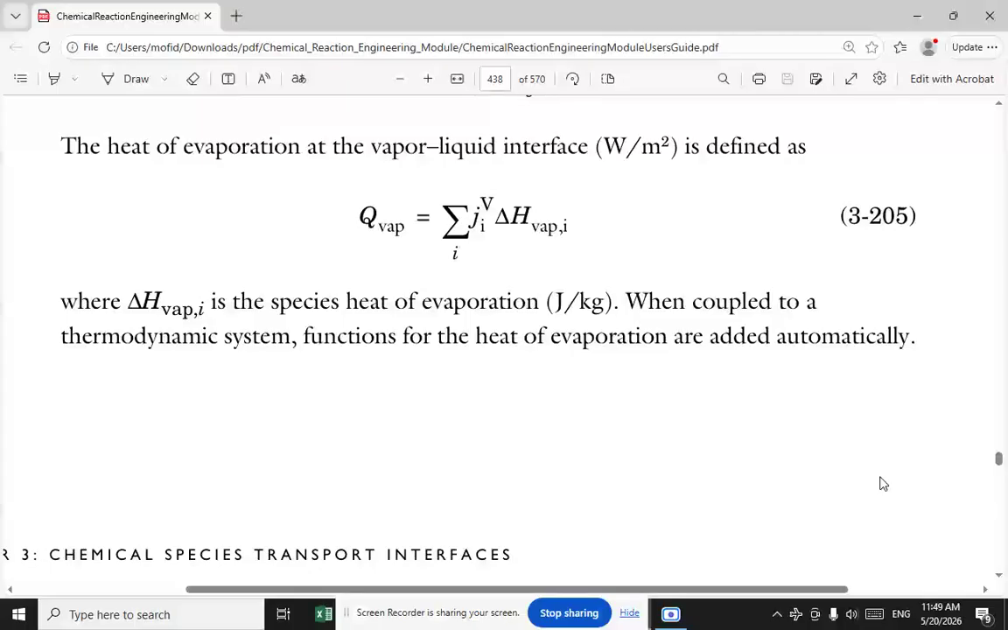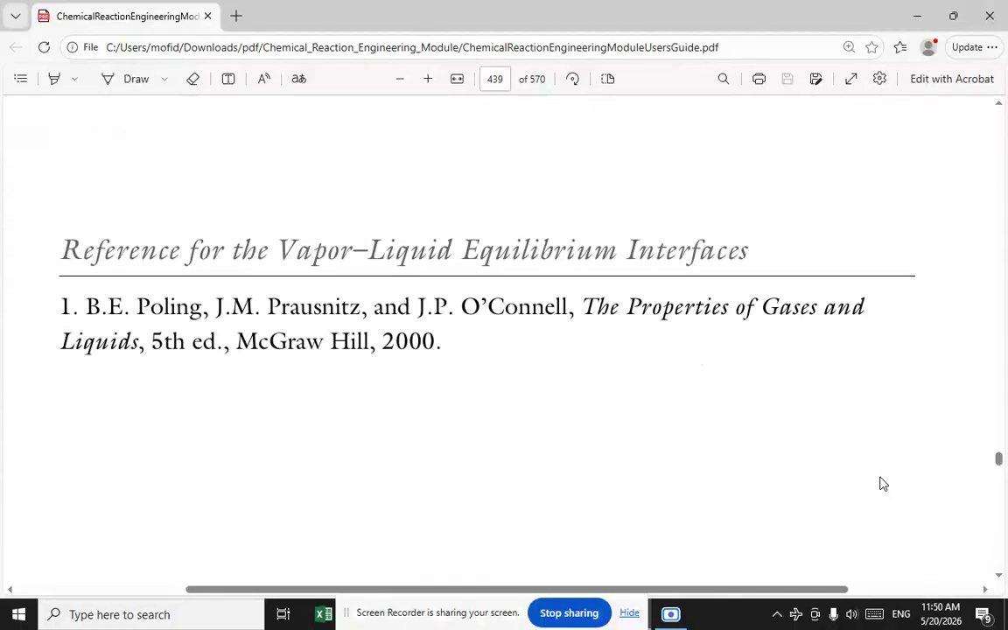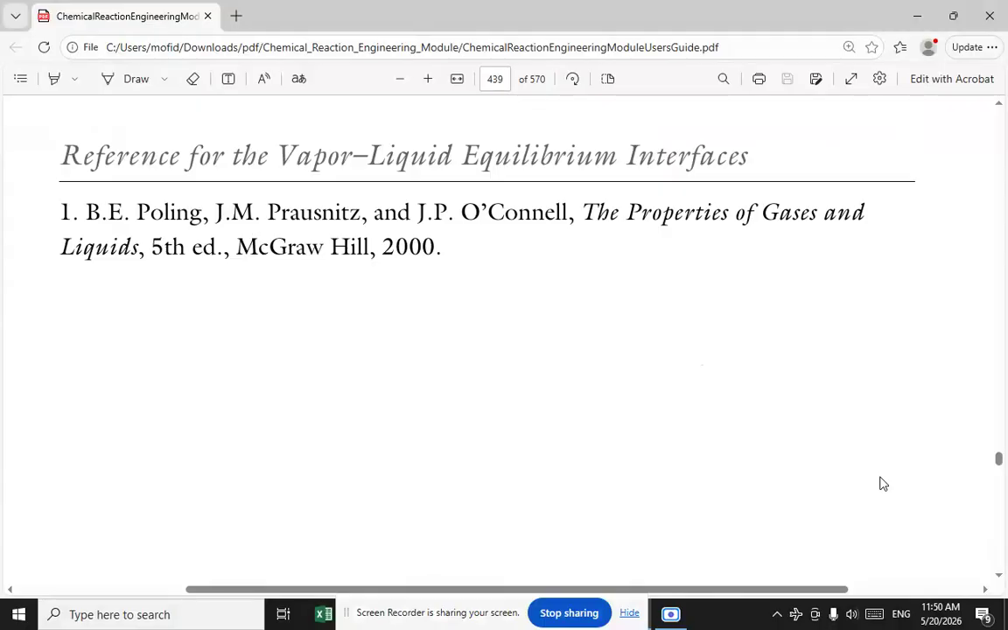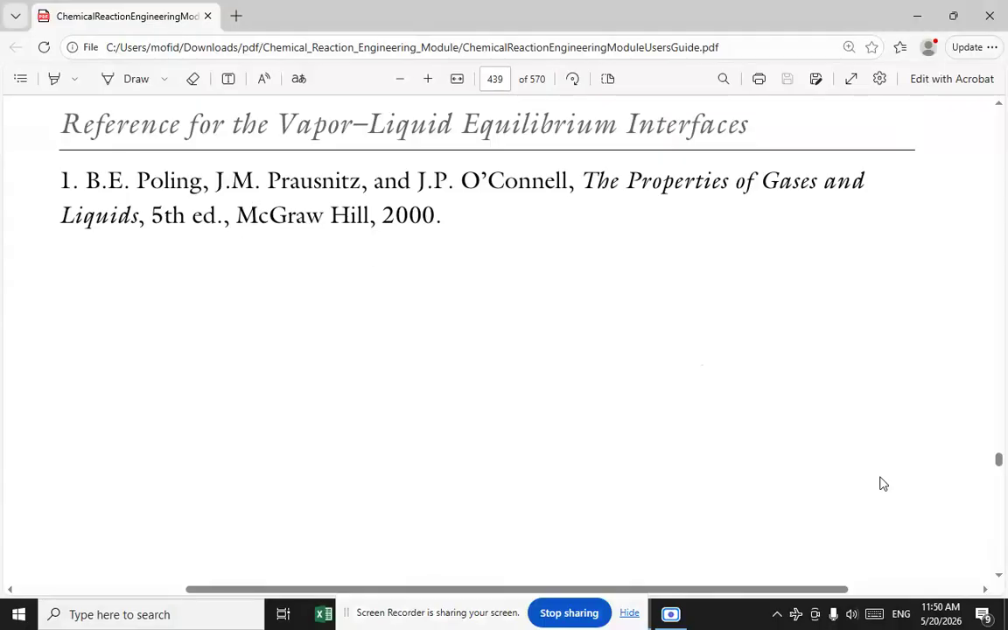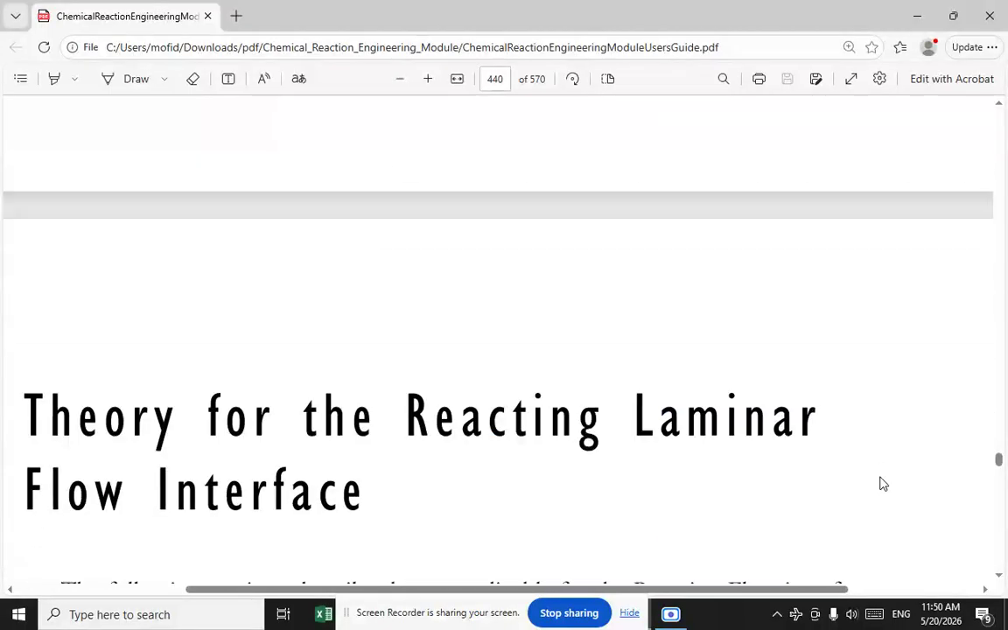The heat of evaporation at the vapor-liquid interface, in SI unit watt per square meter, is defined as follows, where delta H vaporization i is the species heat of evaporation in SI unit joule per kilogram. When coupled to a thermodynamic system, functions for the heat of evaporation are added automatically. I read a literature that was written by Poling, O'Connell and Prausnitz, The Properties of Gases and Liquids, fifth edition.